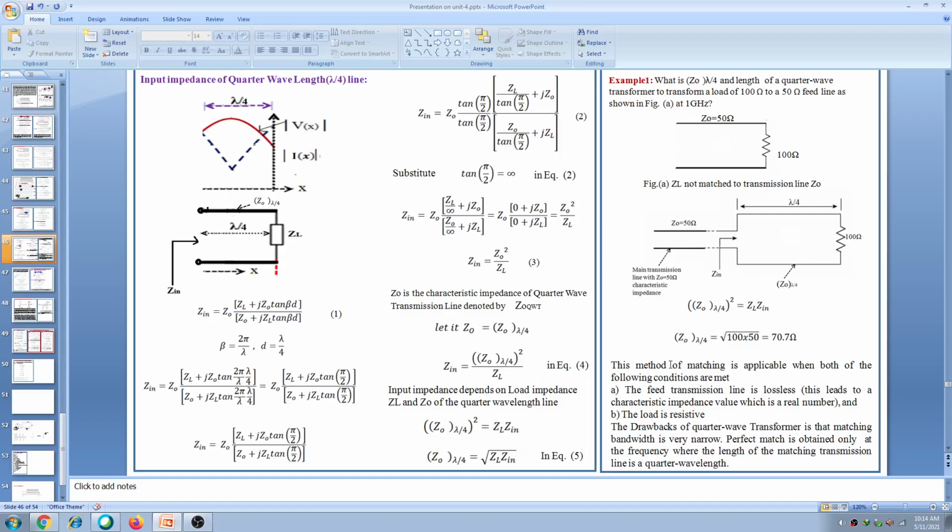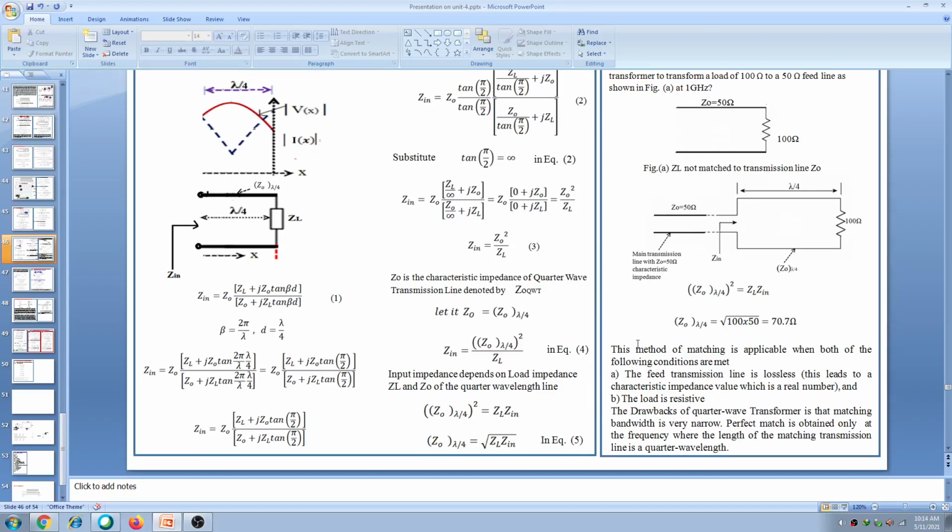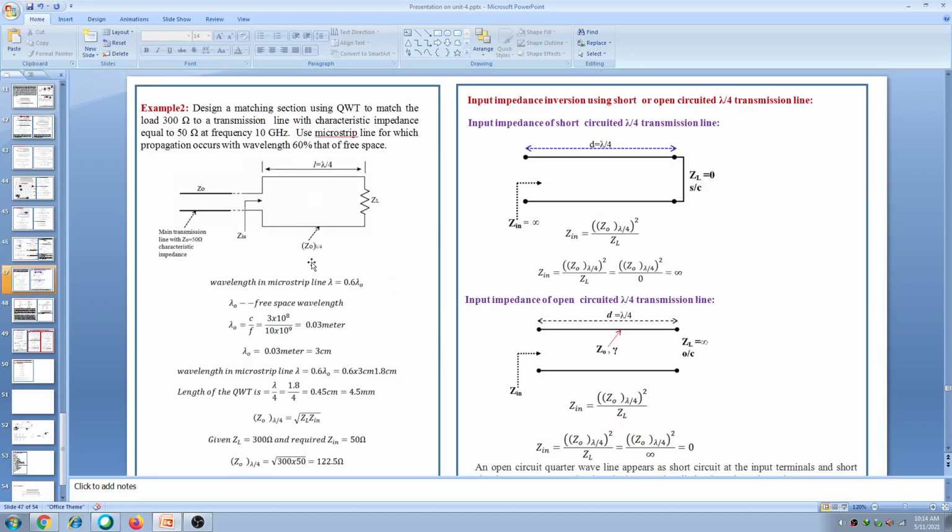Okay, we will see one more problem. This is what we discussed in the earlier class about a quarter wave transformer. This is one more example here. See example 2. Design a matching section, matching network, using a quarter wave transformer, QWT, to match the load 300 ohm to a transmission line with a characteristic impedance equal to 50 ohm at frequency 10 gigahertz.